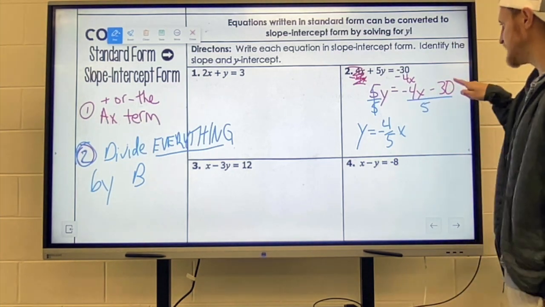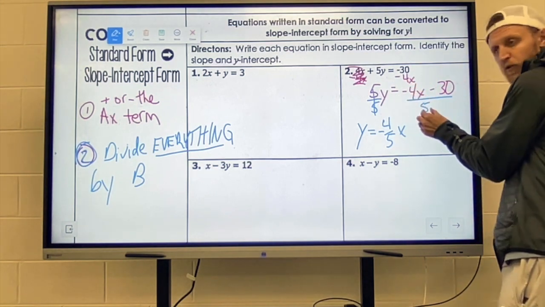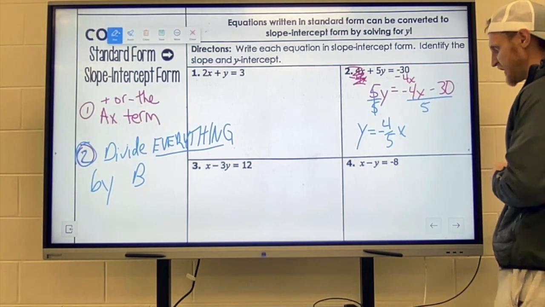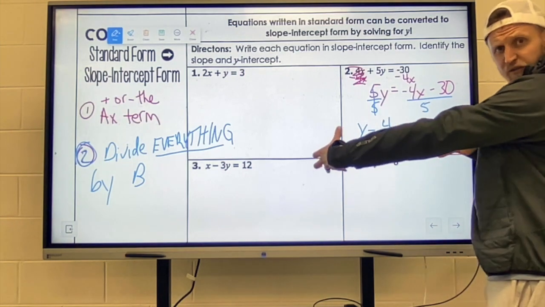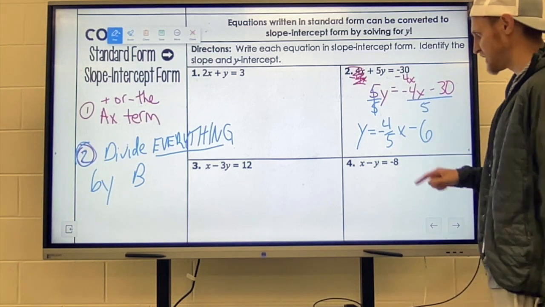The other thing that we're going to need to divide is negative 30 over 5. Right, so we just divided the negative 4 by 5. Now we also want to do the other one divided by 5 as well, because we have to divide everything by 5. Negative 30 divided by 5 is negative 6, and you have a calculator to help you with that.